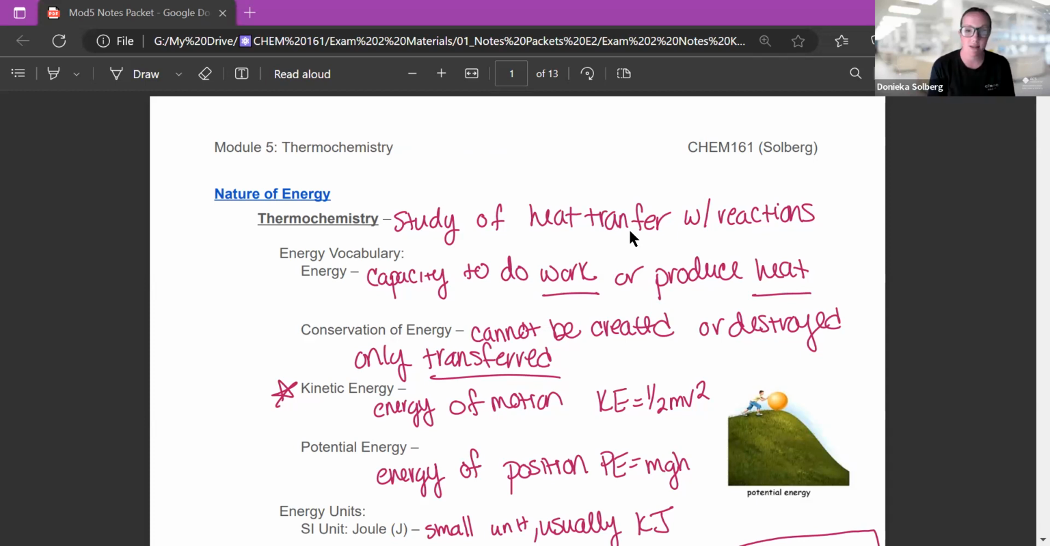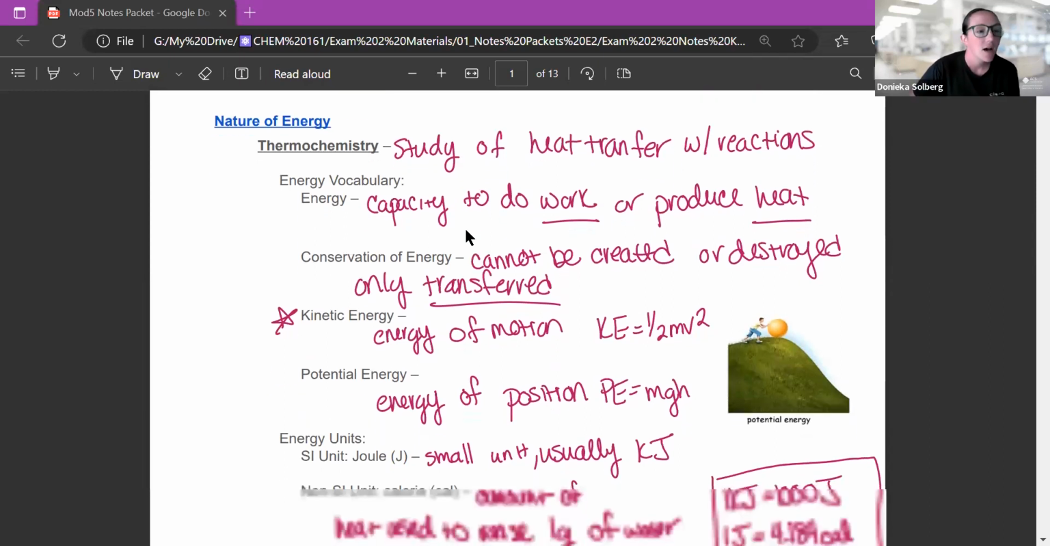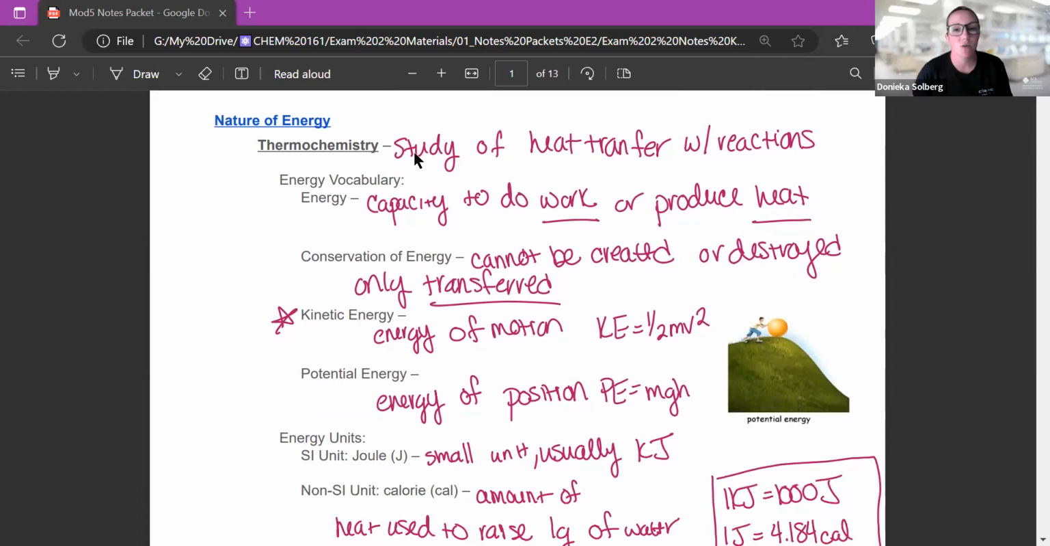There is always some type of energy change between reactants and products if you have a chemical reaction. So a couple of vocabulary terms that are going to be very important include energy, of course. And in any physical science class, you would have defined this as the capacity to do work or produce heat. Again, we're going to focus on this side, the producing heat, but energy can, of course, do work as well, right? If you have energy, you can do work. That's more the physics side of things, okay?